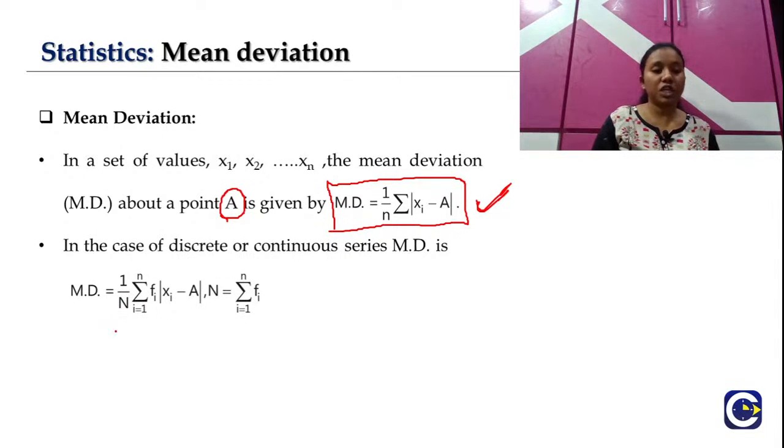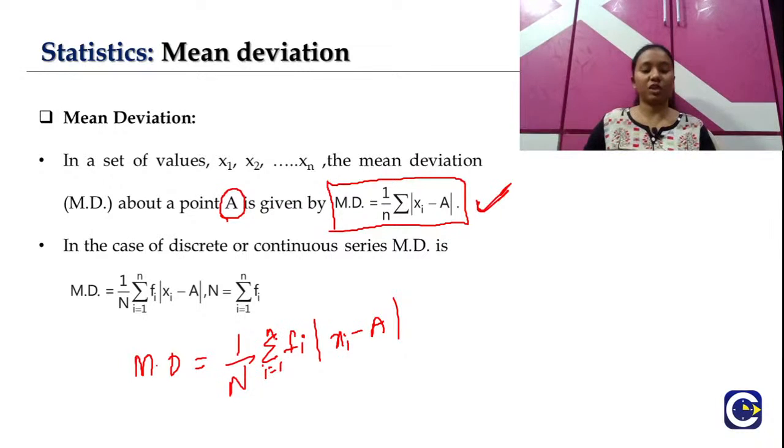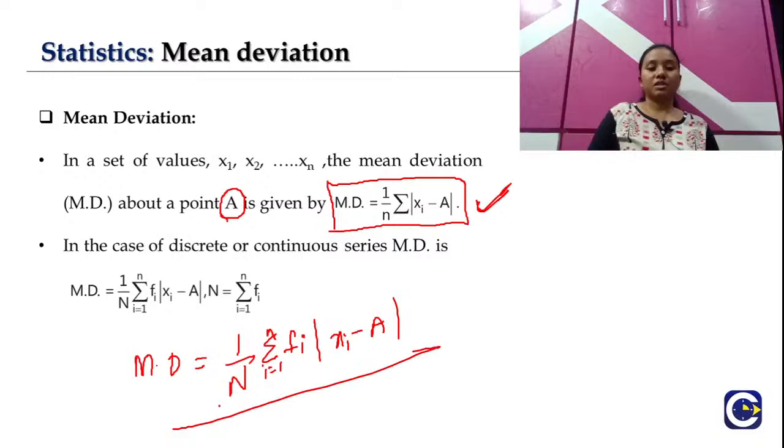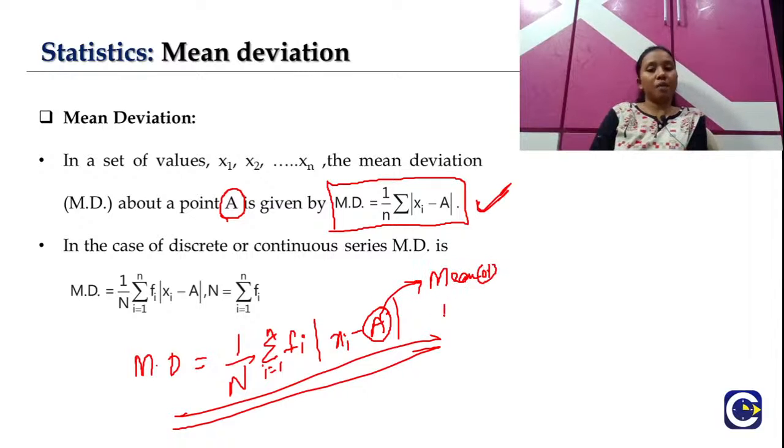So which means, in order to find the mean deviation for the discrete or continuous distribution, the formula will be equal to 1 by capital N, sigma fi into modulus of xi minus a, where i is from 1 to n. So this is the mean deviation formula. Here, about a, in this place we can have about mean or about median. So both cases are possible.